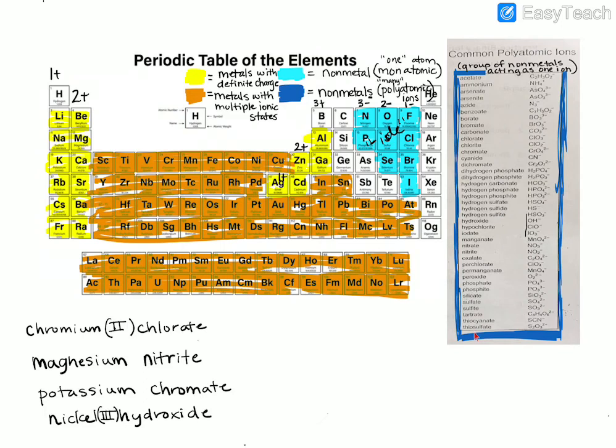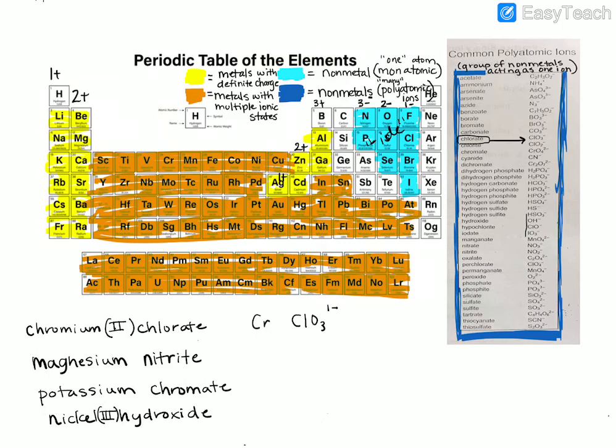These are in alphabetical order, so you can just go to the list and find it. This first one, chromium, is going to be a metal with a variable charge. That's right here, chromium is Cr. Now, chlorate is over here. Be careful with what I call these sister ions. You don't want to get confused with chlorite, because they're different. Chlorite is right below it. So make sure you're getting the right polyatomic ion. Chlorate is ClO3.